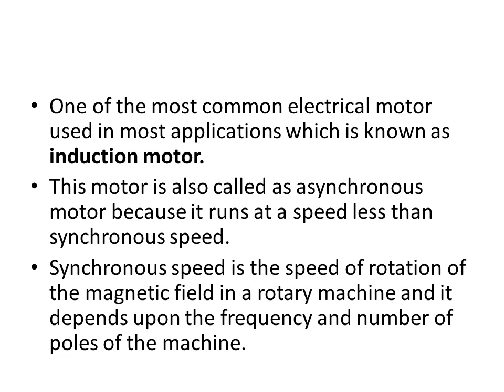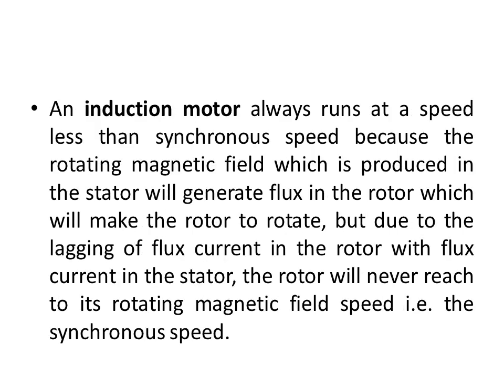This motor, the induction motor, is also called an asynchronous motor because it runs at a speed less than synchronous speed. Another type is the synchronous motor. That motor runs at the synchronous speed. Ns is equal to 120 f by P, which we have already studied in the synchronous generator. But the induction motor comes under the category of asynchronous motors, so it always runs at a speed less than synchronous speed. Synchronous speed is the speed of rotation of the magnetic field in a rotary machine and depends upon the frequency and number of poles of the machine.